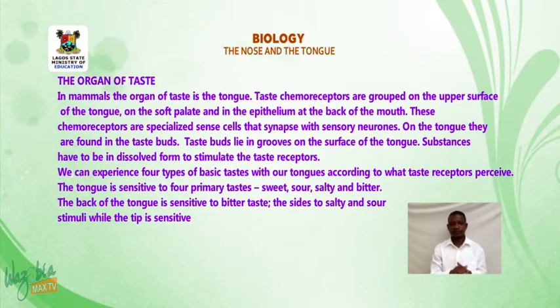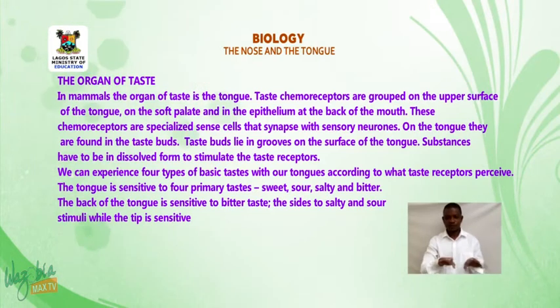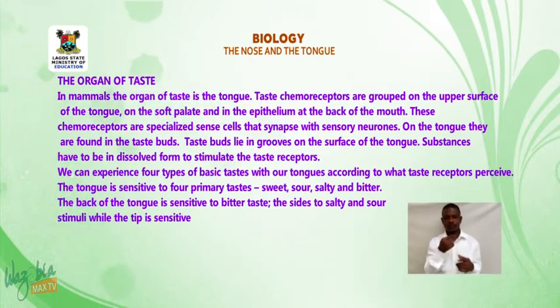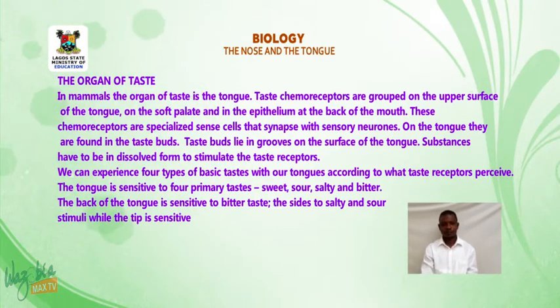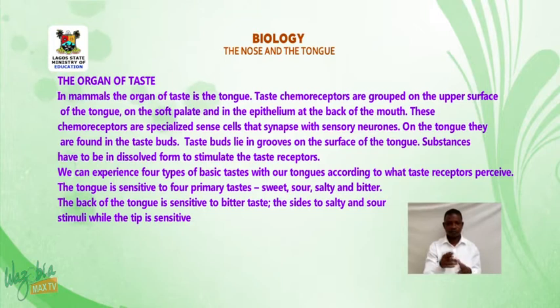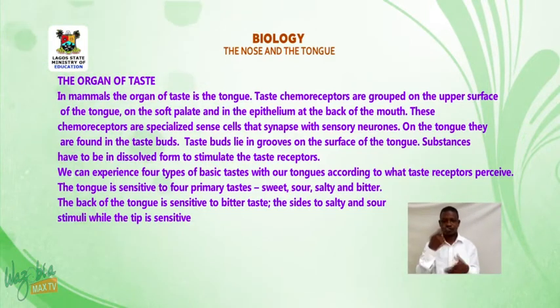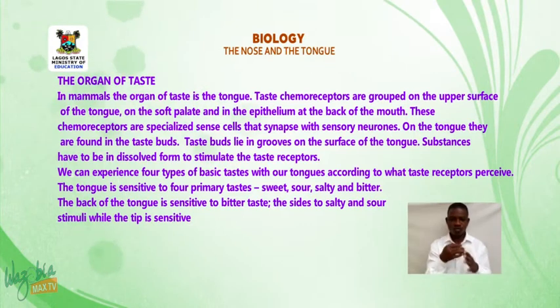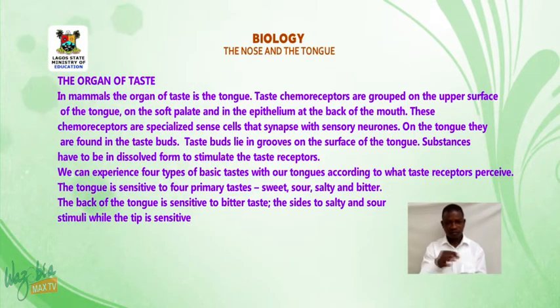Taste buds lie in grooves on the surface of the tongue. Substances have to be in dissolved form to stimulate the taste receptors. We can experience four types of basic taste with our tongues according to what taste receptors perceive. So what you taste is according to what your taste receptors perceive.